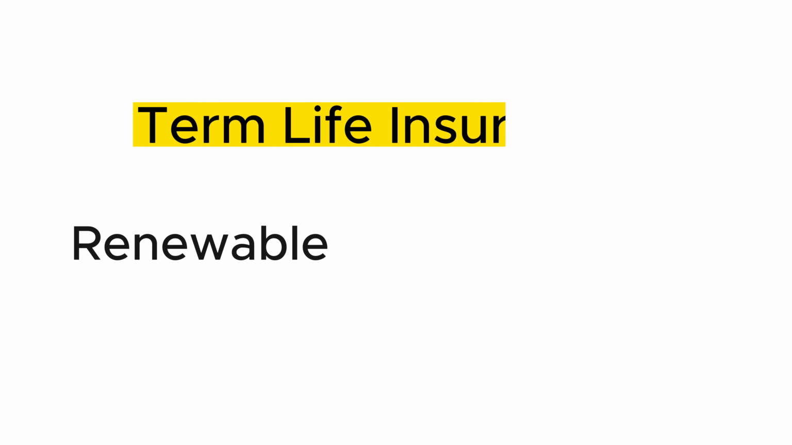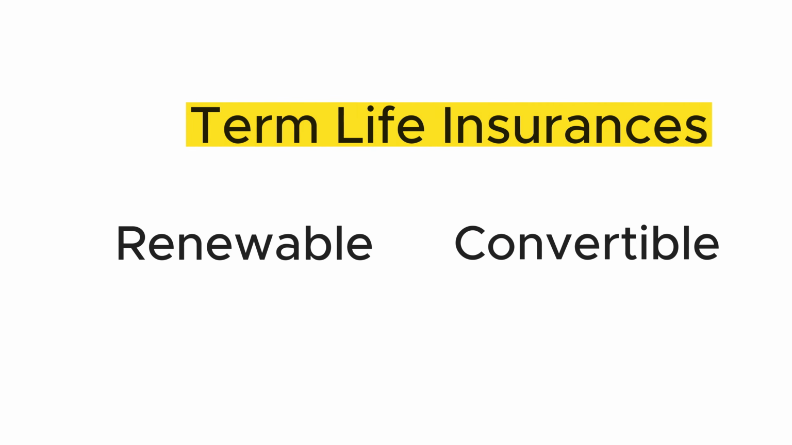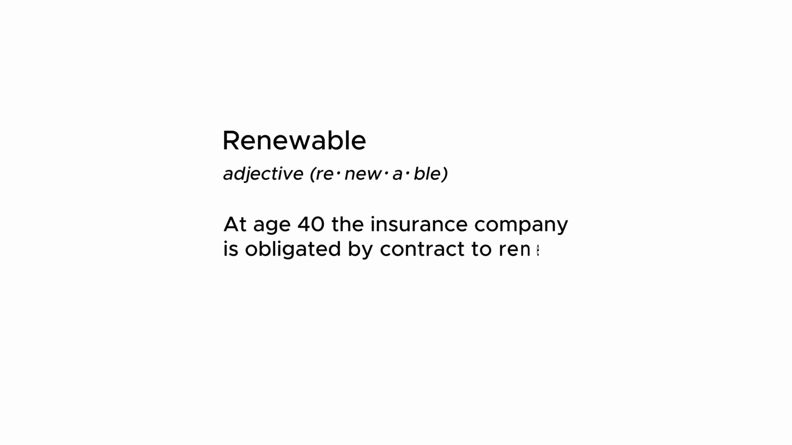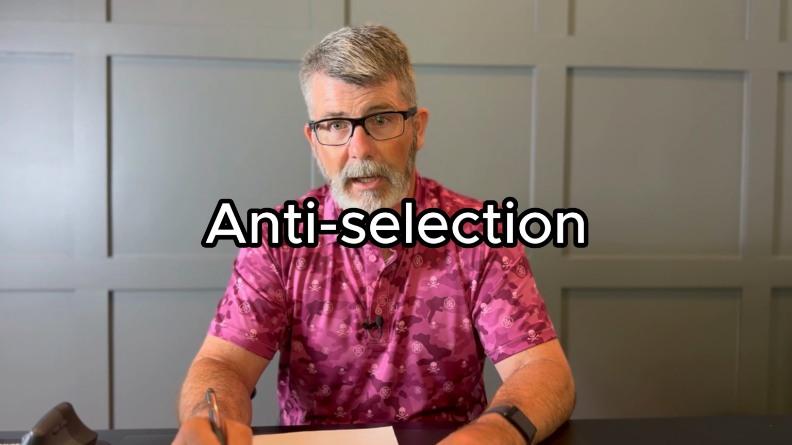So it's called renewable and convertible. What does renewable mean? It means at age 40, the insurance company is obligated by contract to renew the contract for another 10 years. But here's a little concept in insurance. It's called anti-selection. Life insurance is inversely related in importance to your health. So what does that mean?